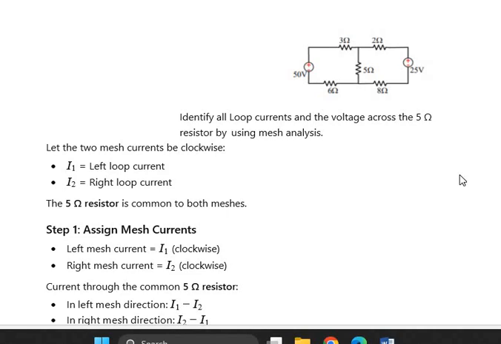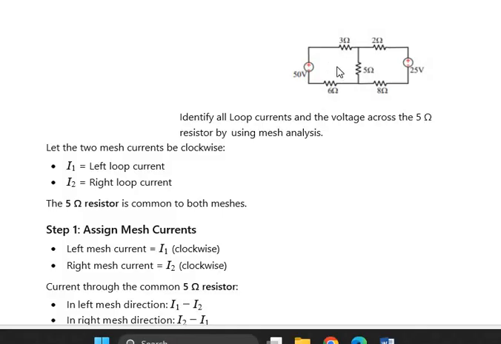By using mesh analysis, find out the voltage across the 5 ohm resistor. So we have to identify how many possible loops are there in the circuit. Here there are two loops. This is the first loop and this is the second loop. Or else we can take vice versa.